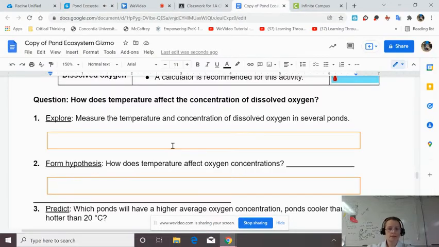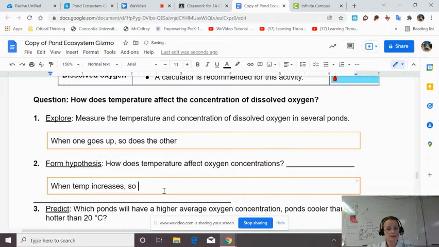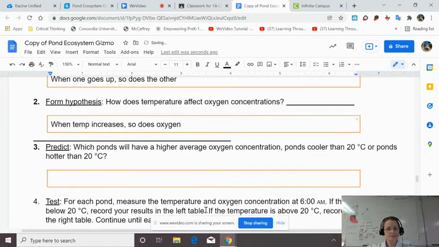So it looks like when one goes up, so does the other. When temp increases, so does oxygen. So for ponds cooler or hotter than 20, which will have a higher oxygen? We'd say probably hotter than 20 based on what we just saw in that one pond, even though it says to do several.